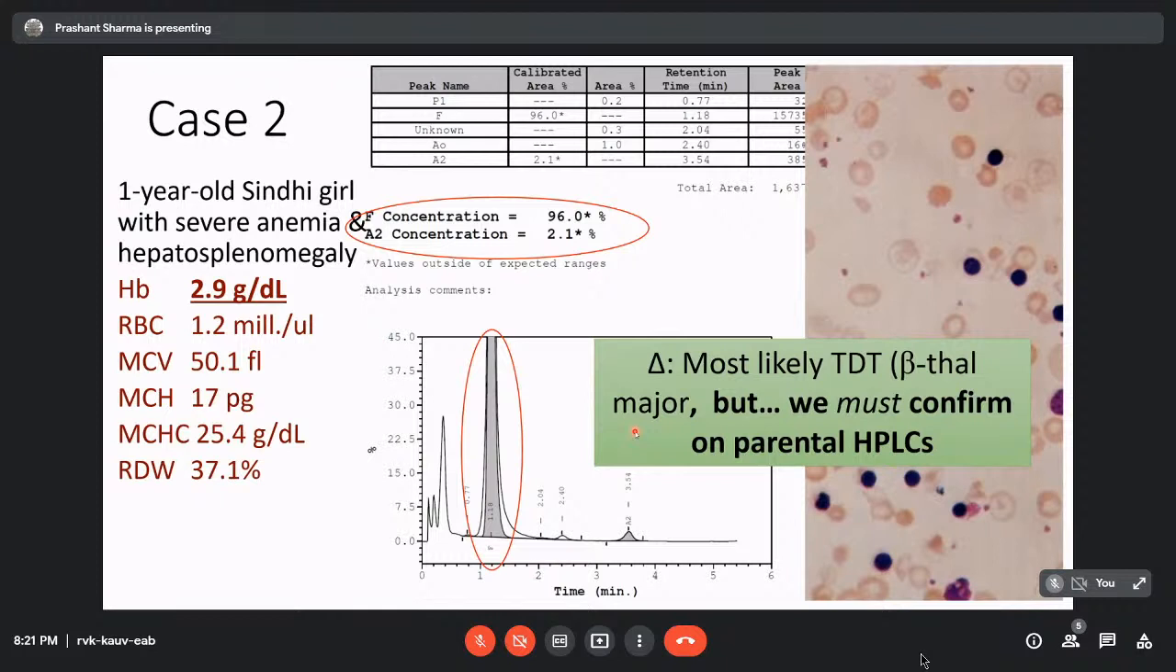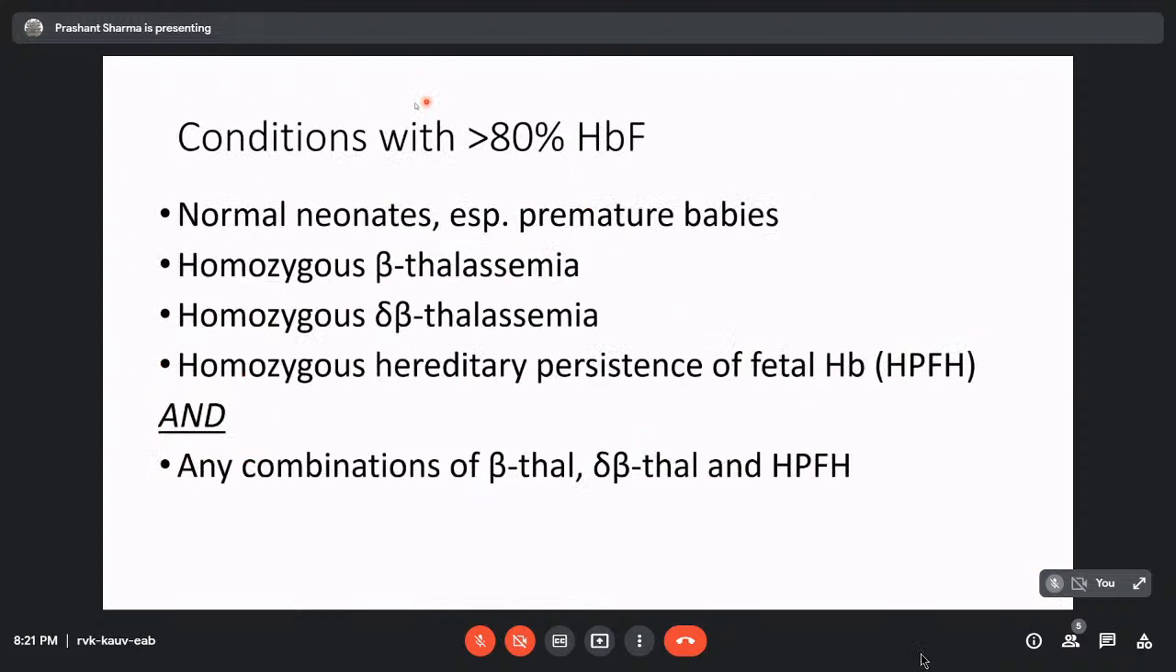And that's because our case seems to be an open and shut case of thal major, but there are other differential diagnoses for conditions with increased HbF. So this can happen in normal neonates, especially premature babies. In persons with homozygous beta thalassemia, of course, that we know, that's what our child had. But also in people with homozygous delta beta thalassemia, we'll talk about it next time. Homozygous HPFH, again, something that will come up later. And any of the combinations of these three. So people who are double heterozygous for, say, beta thalassemia and delta beta thalassemia and HPFH, and so on.